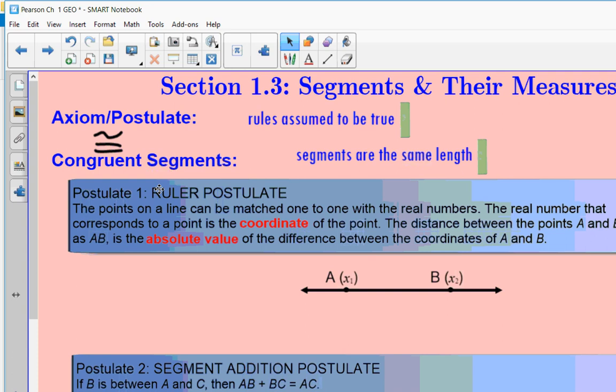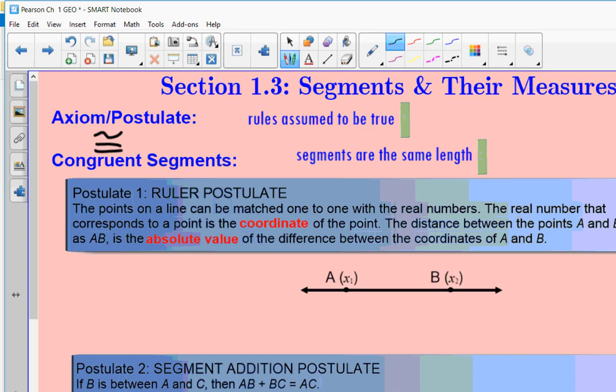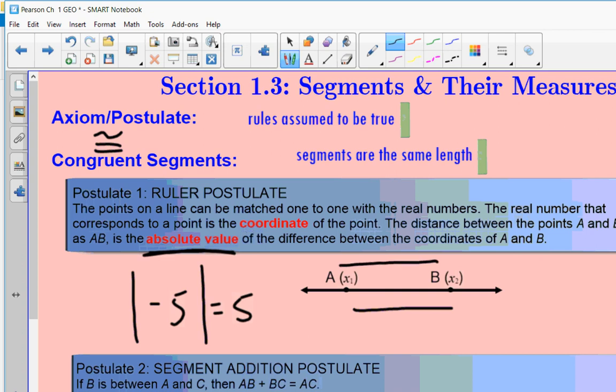So really the key here is absolute value. You might have remembered absolute value from Algebra 1. We had these bars here. We put a negative number in here, but remember the absolute value of -5 is +5. And that's really talking about distance. They call this the ruler postulate, but this is really like the number line. The distance between A and B is always going to be a positive number. Even if I went from B to A, I'm still going in a positive direction. Okay, so it's not a really big deal here, but just something to understand.